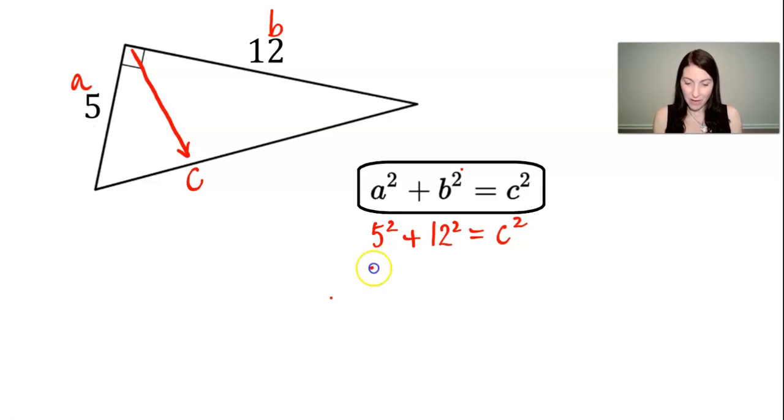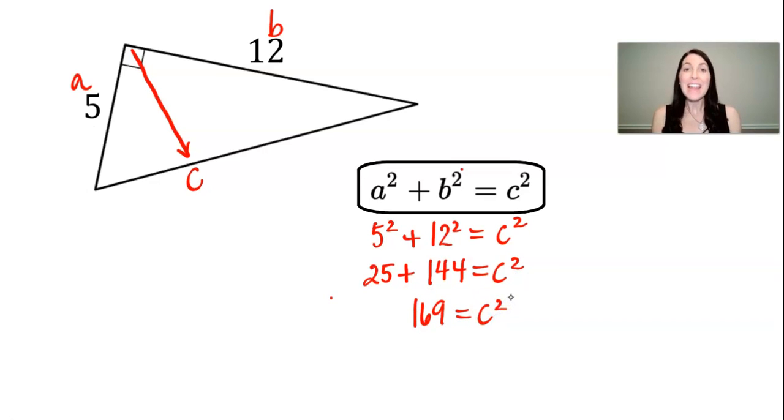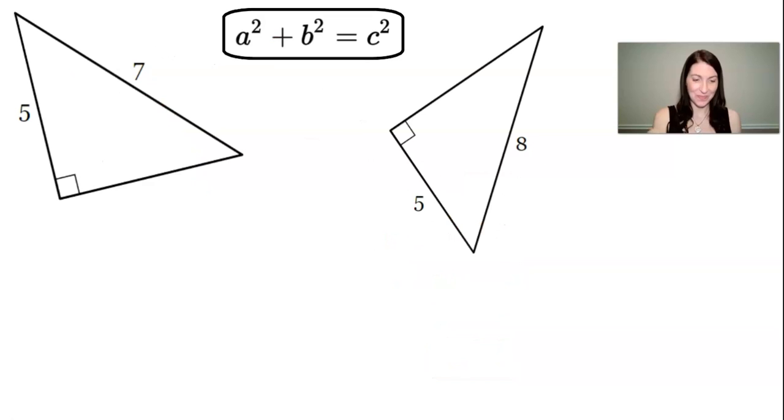5 squared means 5 times 5, which is 25. 12 squared, that would be 144. And that would equal c squared. Adding those up, I get 169 equals c squared. And then I would need to take the square root of 169 to get the answer. And that answer is 13. Let's take a look at another example.